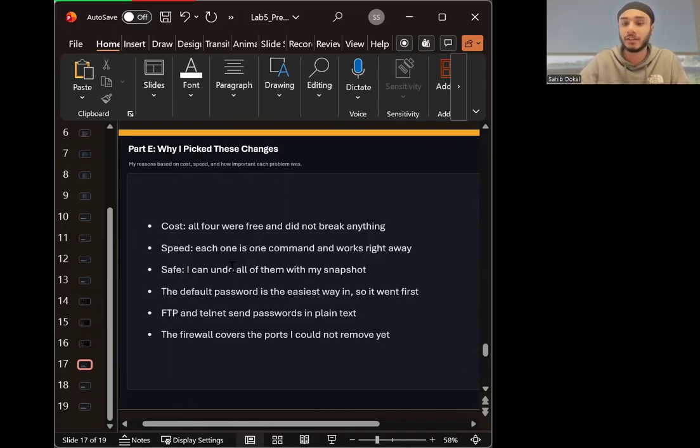Why I picked these changes? All four were free, simple to implement, and provided immediate security benefits. They addressed the highest risk vulnerabilities, the most basic ones people would even try in the first place, which you should consider before going into something more challenging.